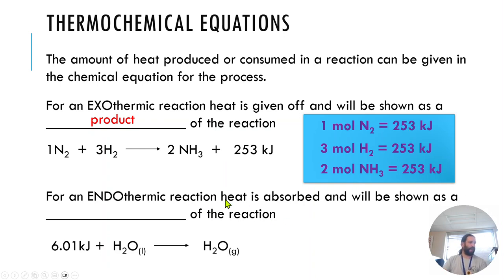For an endothermic reaction, heat will be absorbed, so heat will be shown as a reactant. So in this example here, we have liquid water going over to gaseous water. That is an endothermic process, so heat is a reactant.